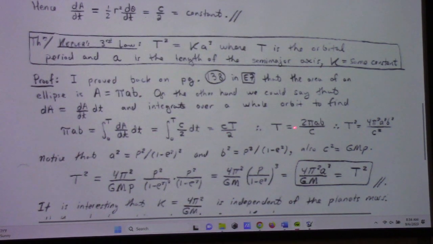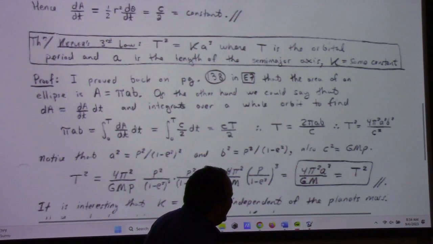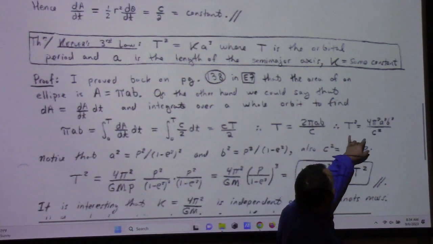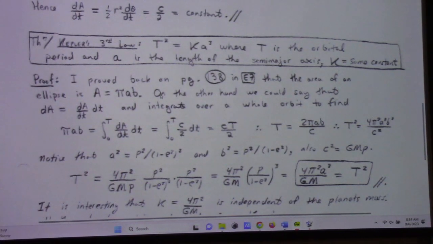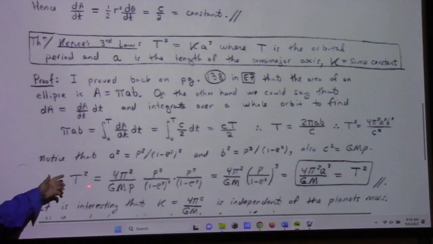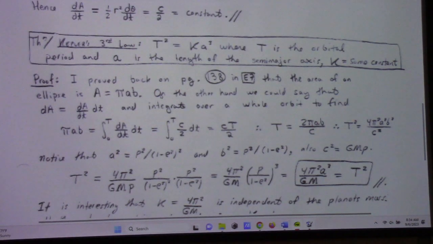But then the thing is, the period is 2 pi ab over c, but remember c, I square both sides, or do I cube both sides? I don't know. It's anybody's guess. Sorry. I think that's a cube. Is it a square? Oh, it's a square. Okay. Let's see here. But T squared is this. And so, oh, there it is. That's Kepler's third law.